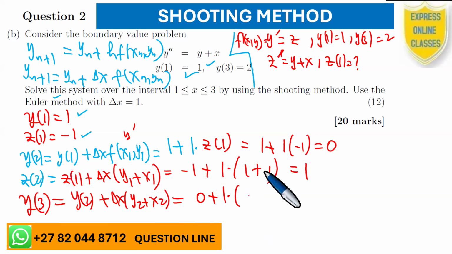What is Y2? Y2 is 0. And then what exactly is our X2 in this particular case? So we reason this out. When we ask what our Y2 is, we can see that our Y2 is zero. We put 0, 0. Our delta X is actually 1. And then we deal with X1.